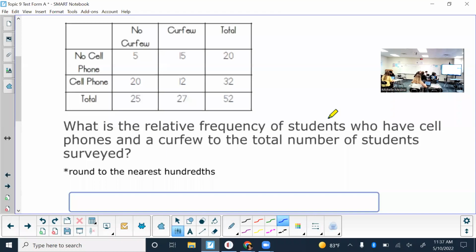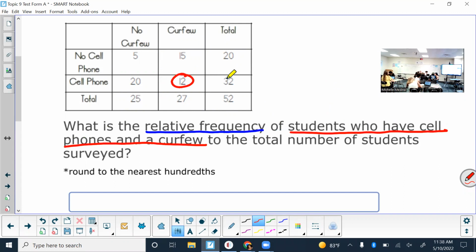All right, but the word relative frequency should tell you that your answer is going to be a decimal or percent, so know that. And it's asking specifically the relative frequency of students who have cell phones and a curfew. So how many students have cell phones and a curfew? What number on here? 12. Is that going to be my numerator or denominator?